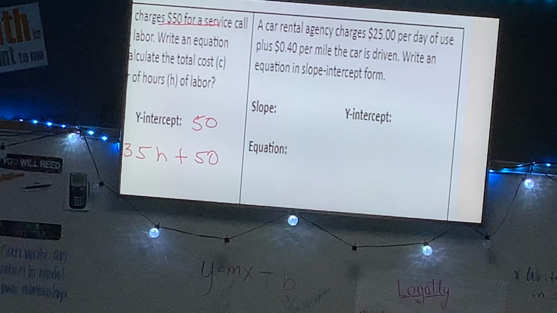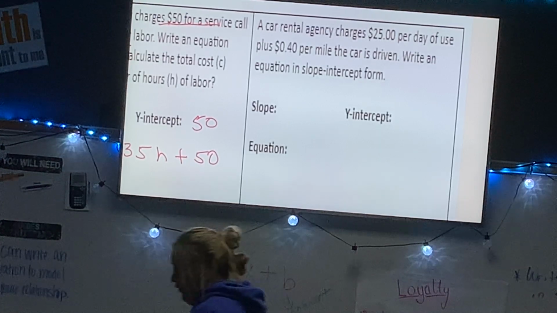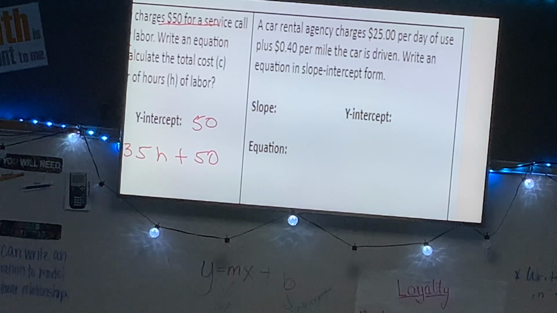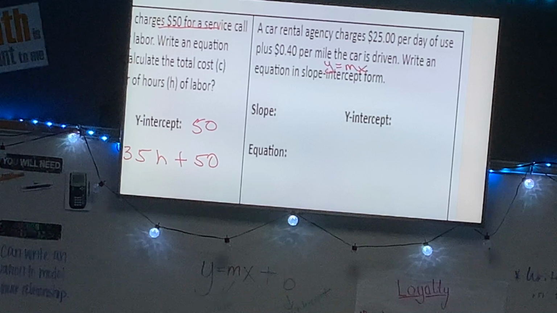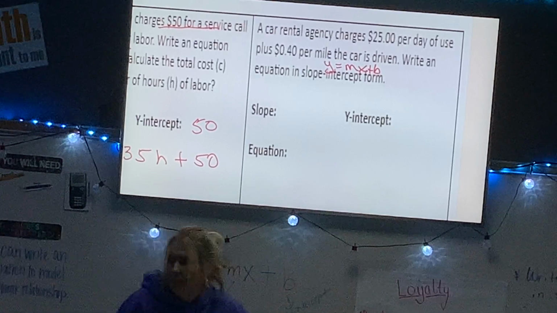A car rental agency charges $25 per day of use plus 40 cents per mile a car is driven. Write the equation in slope-intercept form. That is y equals mx plus b. So when they say in slope-intercept form, that's the form you want to write it in because it's really nice. You don't have to worry about the letters.